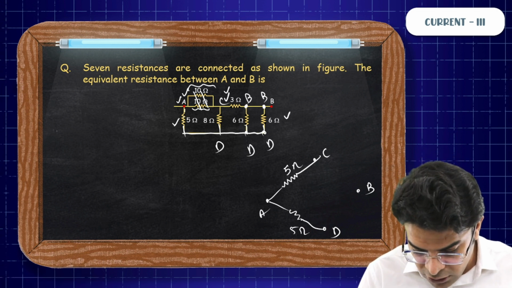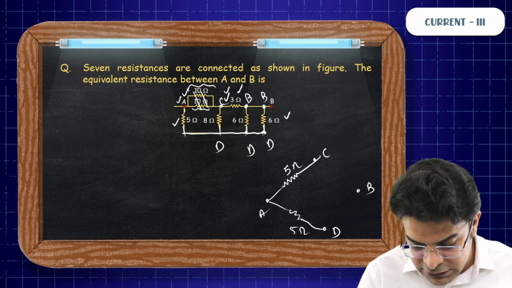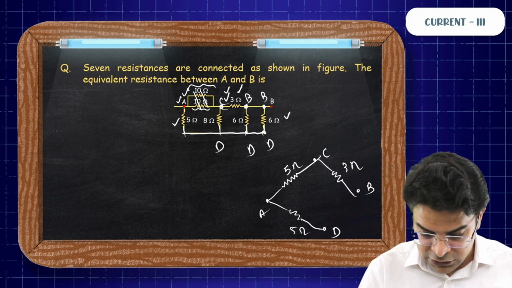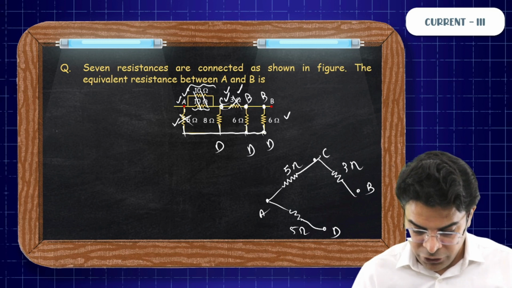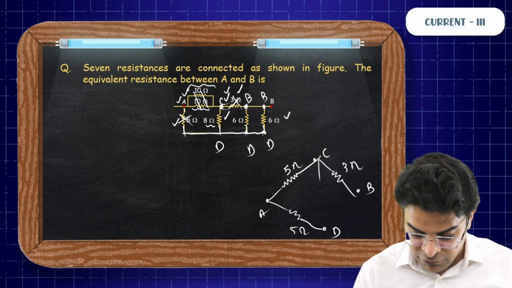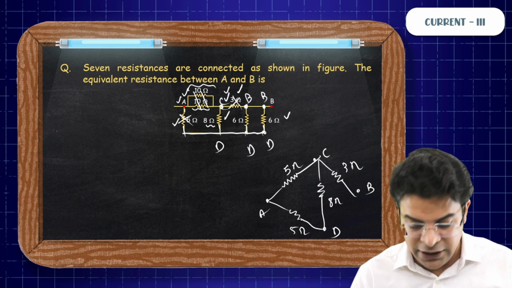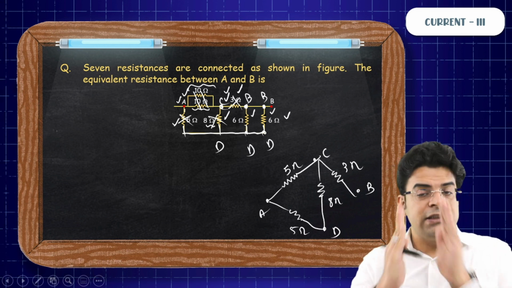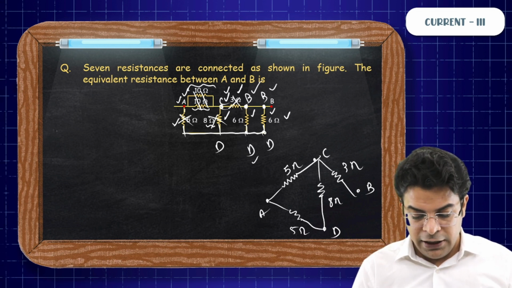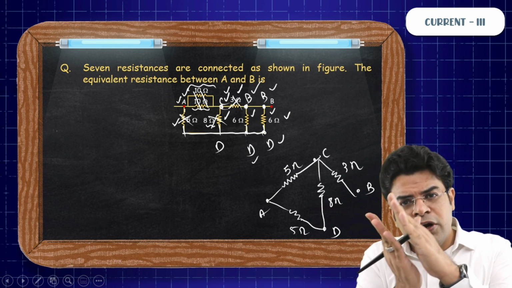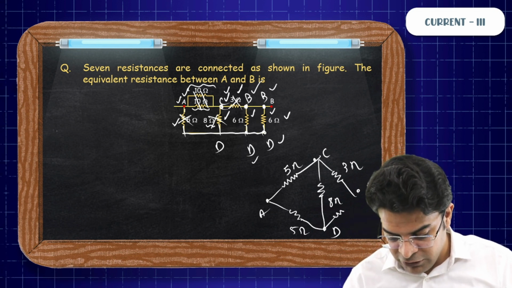Here you have got a resistance of 3 ohm between C and B. Cancel out this one, drawn. This one drawn. One resistor of 8 ohm between C and D. And two resistors of 6 ohm in parallel between B and D. Rather than drawing two, draw only one of 3 ohm between B and D.